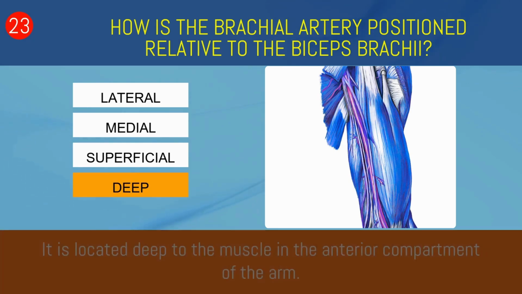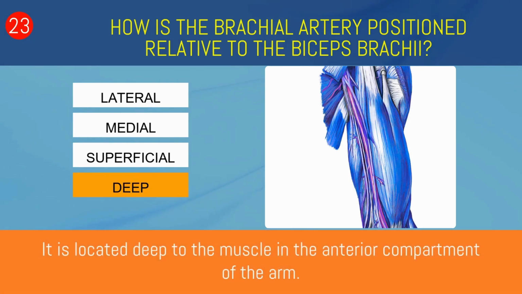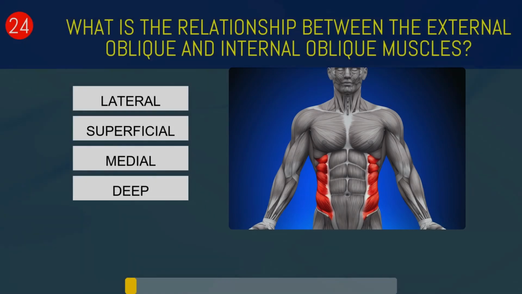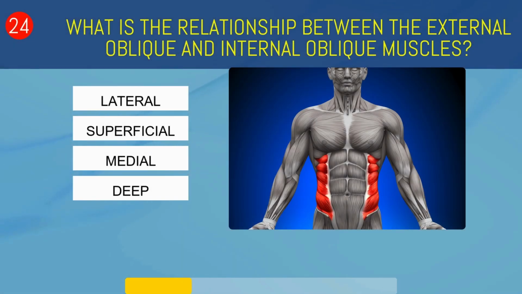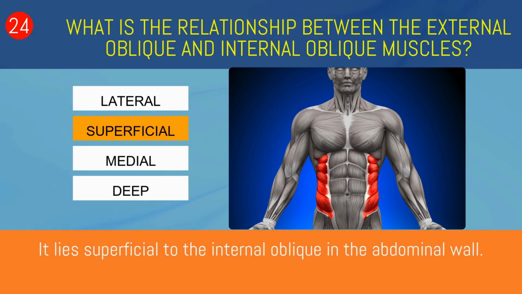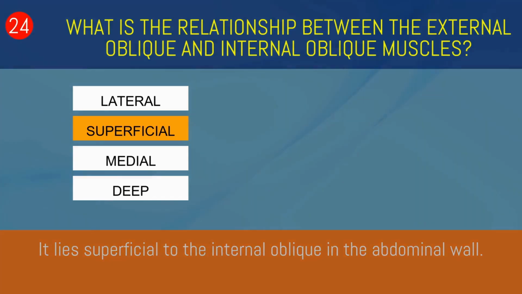Deep. It is located deep to the muscle in the anterior compartment of the arm. What is the relationship between the external oblique and internal oblique muscles? Lateral, superficial, medial, or deep? Superficial. It lies superficial to the internal oblique in the abdominal wall.